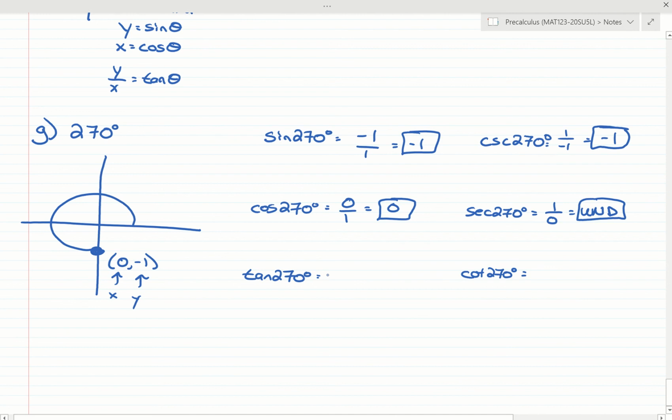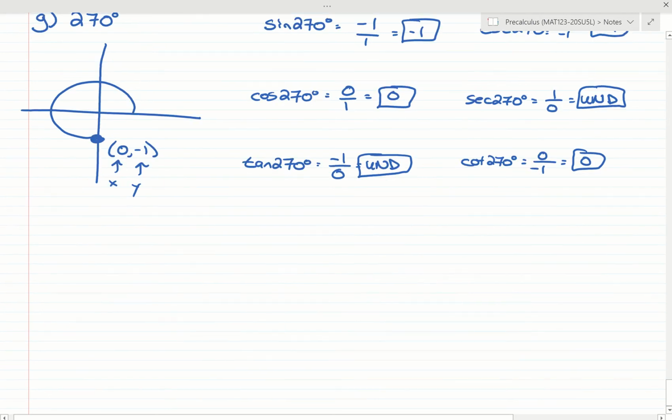And then the tangent is y over x, so negative 1 over 0. The reciprocal would be 0 over negative 1. Cotangent would be 0, but anytime you have 0 on the bottom, in the denominator, we talked about that being undefined. We'll do one more.